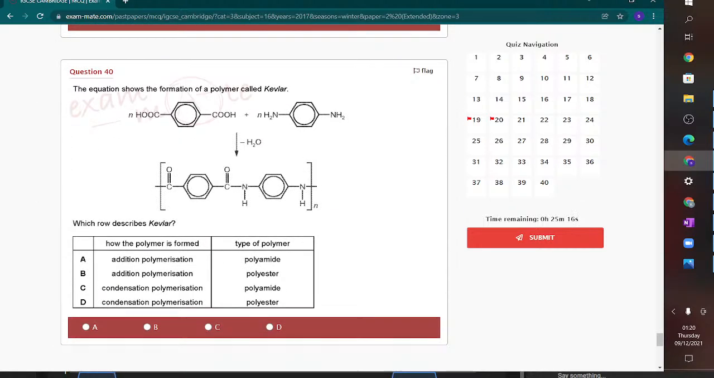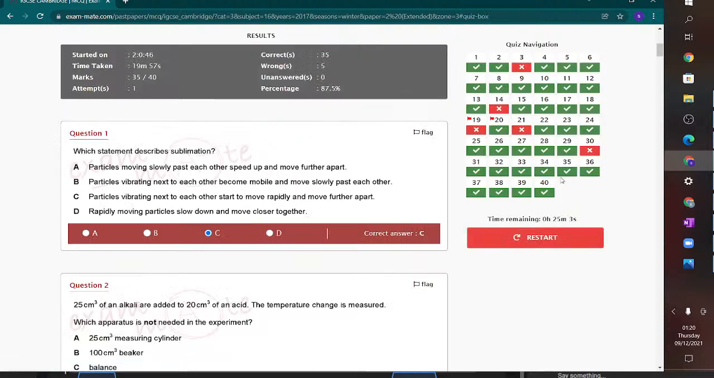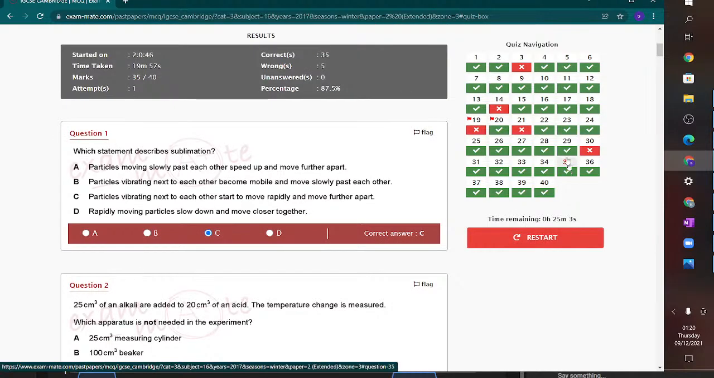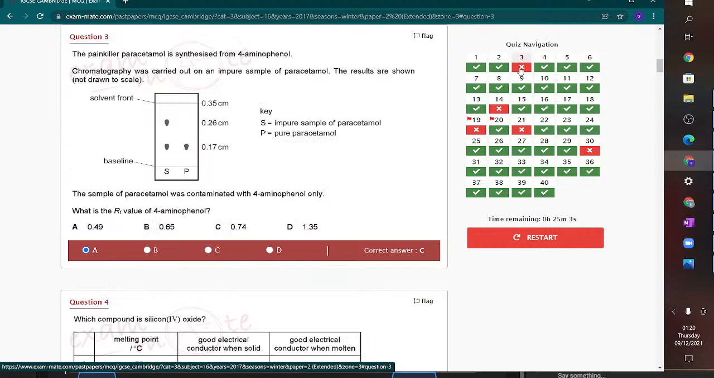Last question for 2017, October, November. Which row describes Kevlar? Okay, this is a polyamide and condensation polymerization. Let's check our answers. Okay, we have a lot of wrong answers. Three. The correct answer is C.